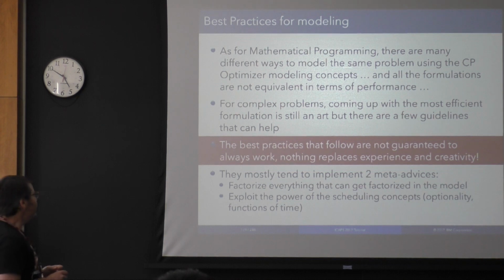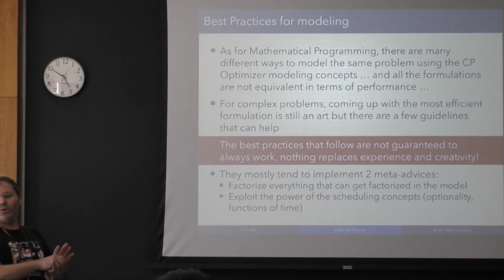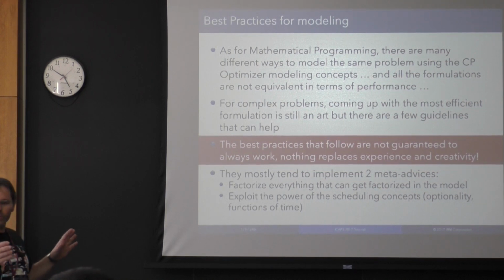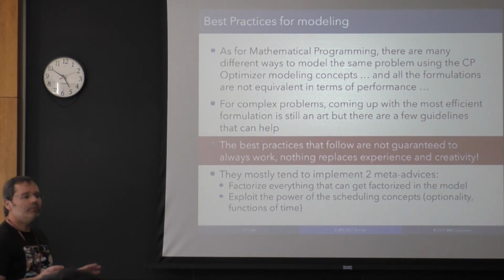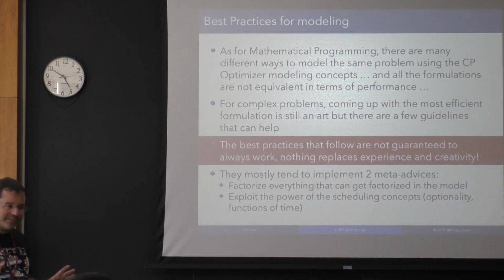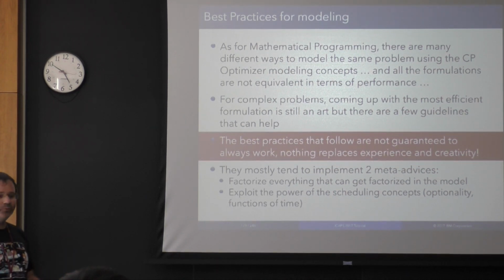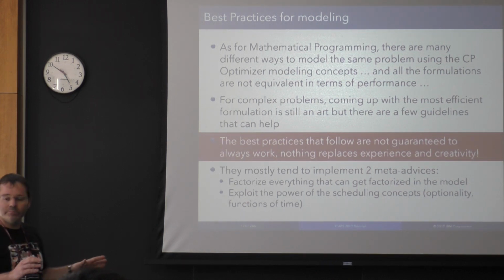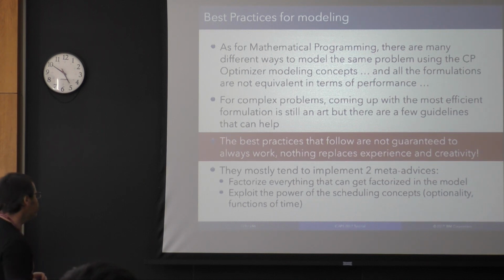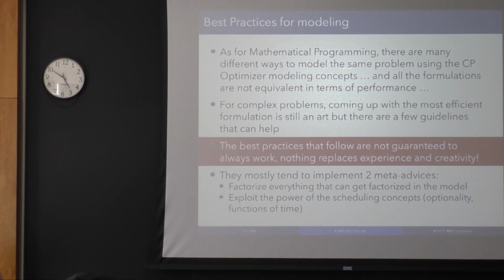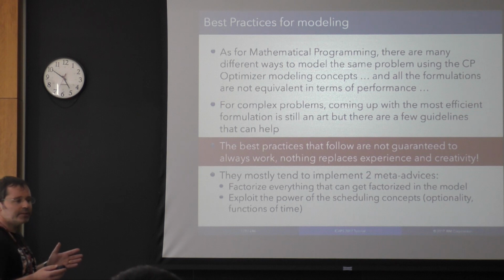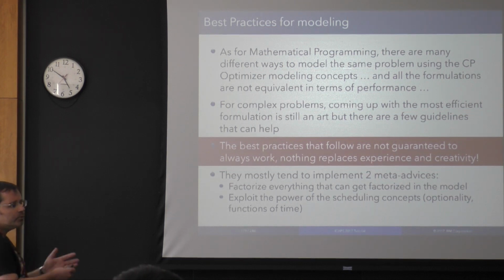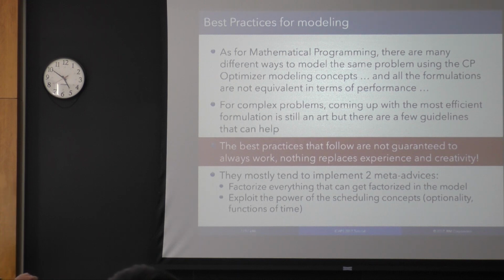So, if you have a scheduling problem, there are many ways to model it using CP Optimizer. And of course, not all of them are equivalent. If you're used to MIP, you know that it's the same with MIP. It's good to know some tricks, some things to avoid, and so on in the models. For CP Optimizer, it's also the same. So there are a few best practices that should guide you to write efficient models. They all follow two meta advices, I would say.